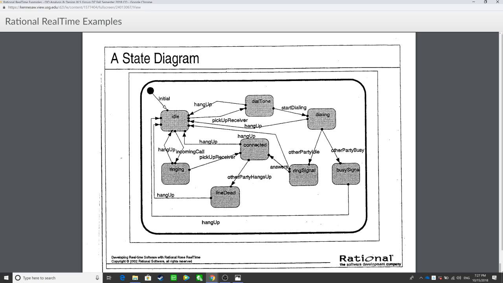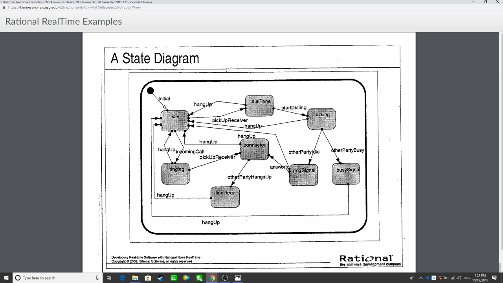However, when it's in the dial tone state, at this moment, let me ask you a question. If the event happening is an incoming call, another call is coming in to the system, what's going to happen when it's in dial tone?